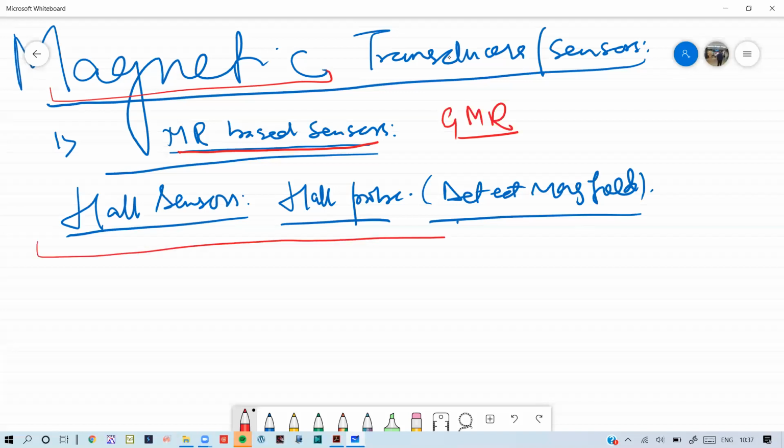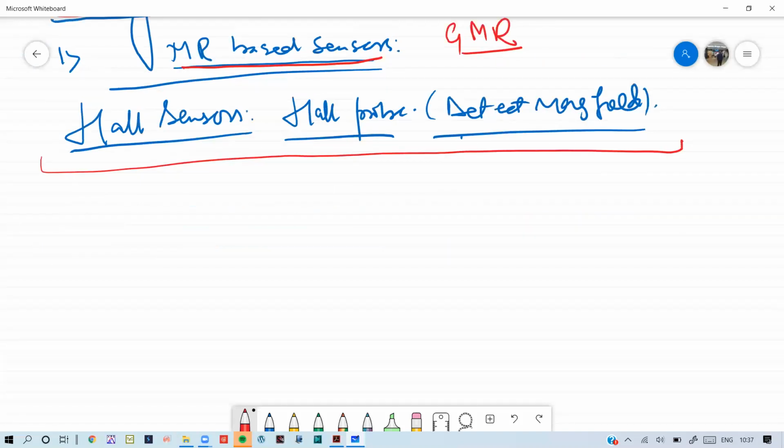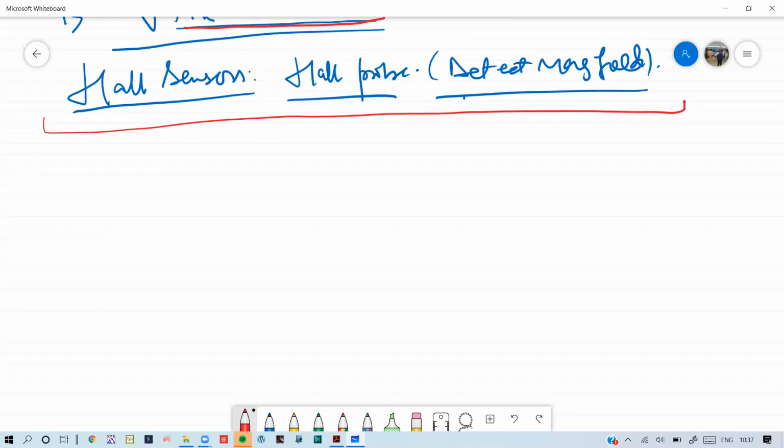And in general, there is a conversion of magnetic field into an electric field, an electric current or a voltage, and you measure that. So in Hall sensors, the basic principle on which they work is the Hall effect. Hall effect you all know actually.